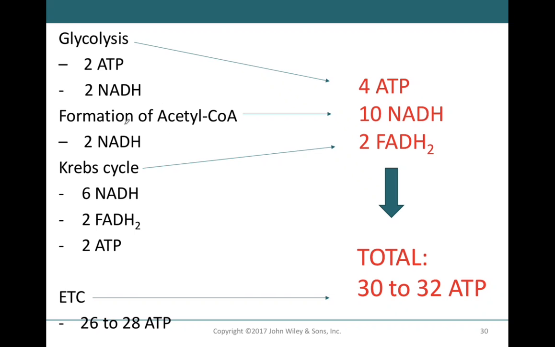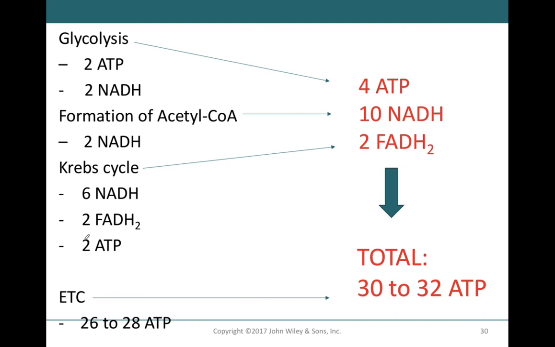The formation of acetyl coenzyme A is going to give us 2 molecules of NADH, and there's going to be some carbon dioxide as well, but these are just referring to the energy outputs. The Krebs cycle is going to give us 6 molecules of NADH, 2 molecules of FADH2, and 2 molecules of ATP.